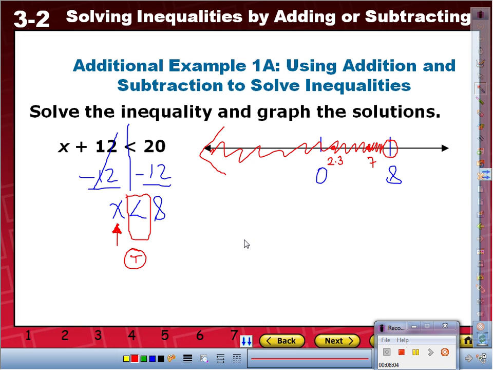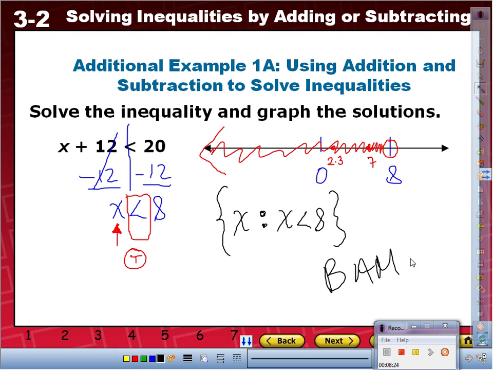Okay. So what are we missing? What is the last part? The solution set. The set of all, what is the variable? x such that, and what do I write? x is less than 8. Bam. Got it? Very simple? Okay. Question over here? All right, copy this one down.